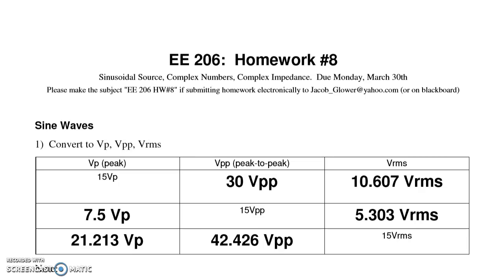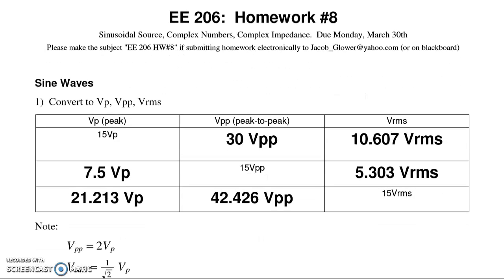These are the solutions to homework set number 8 for EE206. On the first problem, I want to convert voltages for AC. At DC, you just have a number to represent a voltage. For AC, there's three ways to represent a voltage: the peak, the peak to peak, and RMS.